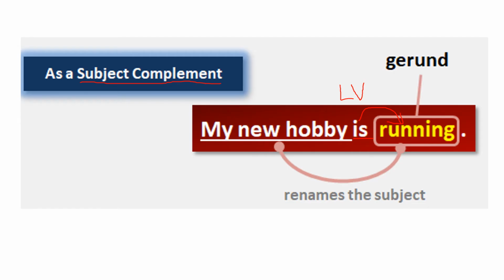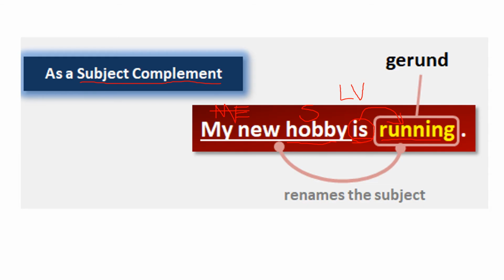Now the subject of this sentence is hobby, not me. Okay, that's not the subject, right? The hobby is the subject. And can hobbies do running? No, they can't. I can run, but if I say my hobby is running, then is a verb on its own. It is a linking verb, okay? And I'm saying running is my hobby, right?